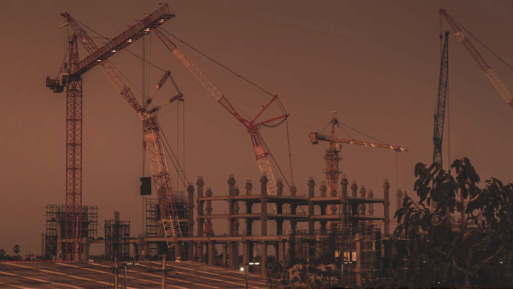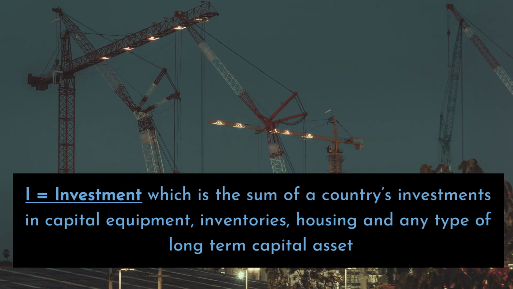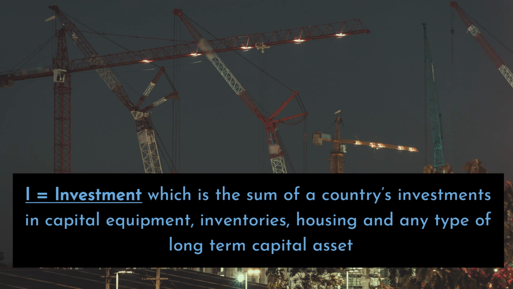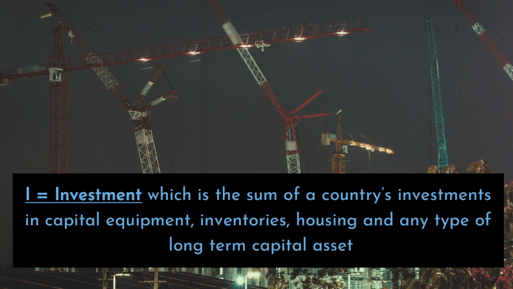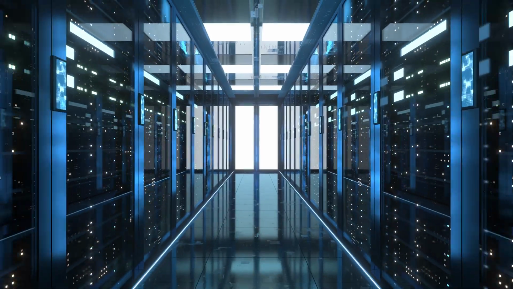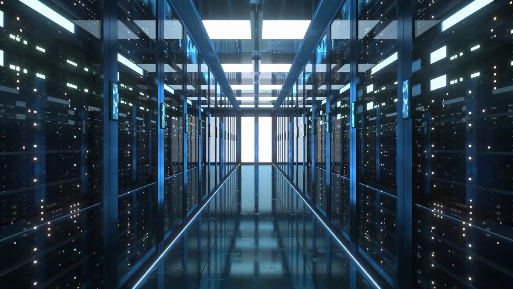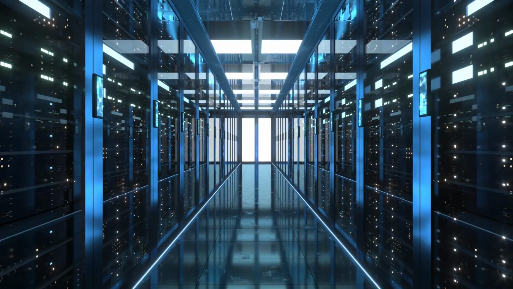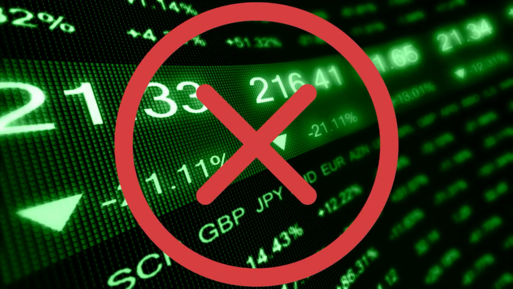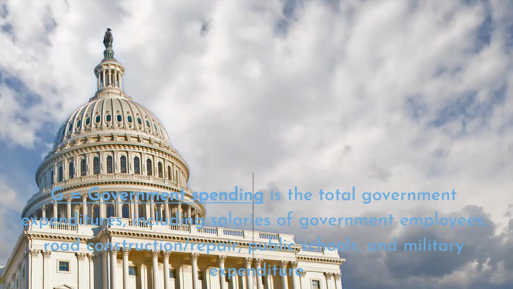I, investment. This is the sum of a country's investment on capital equipment and inventories. This is going to be any type of capital asset. Increases in investment can indicate increases in productivity, along with positive signs for employment rates. Decreases in investments can signal the opposite. This does not include investments such as stocks and bonds. Think businesses buying business assets, equipment, factories, technology, and inventory.